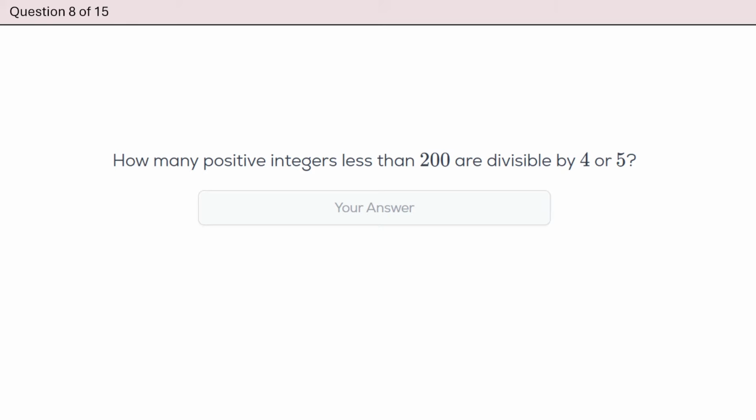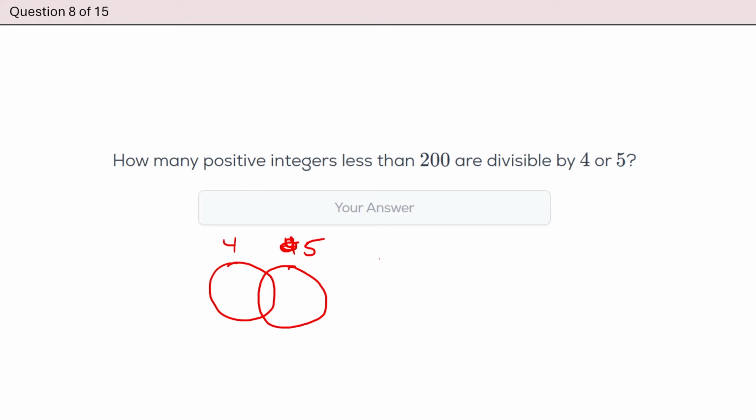Question number 8. How many positive integers less than 200 are divisible by 4 or 5? So before we tackle this problem, do you agree that some numbers less than 200 are going to be multiples of 4? Okay, you agree with that? Do you also agree that some of these numbers are going to be multiples of 5? Do you agree with that? Do you also agree that some of these numbers are going to be both? They're going to be both a multiple of 4 and 5.